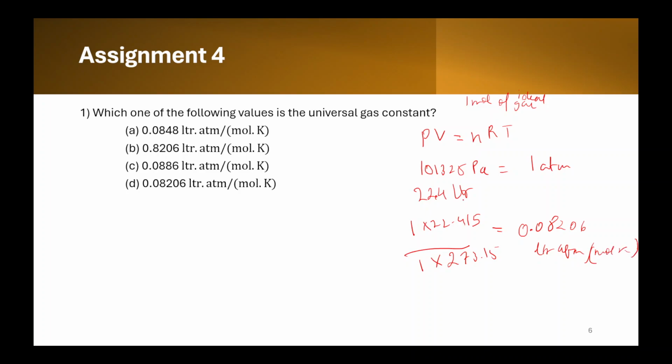You see how these units came about? Basically, standard pressure is 101,325 Pascal or 1 atm. The volume occupied by an ideal gas at standard temperature and pressure is 22.415 liter. So P, V, n, and T give us R. The correct answer here is option D.